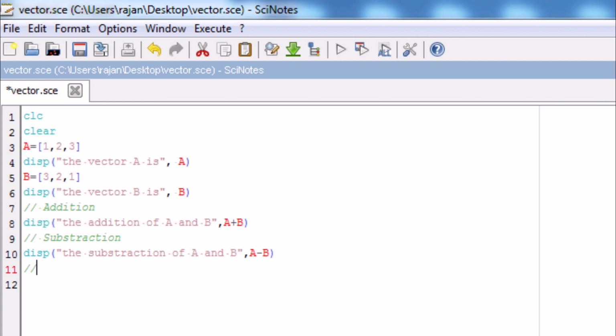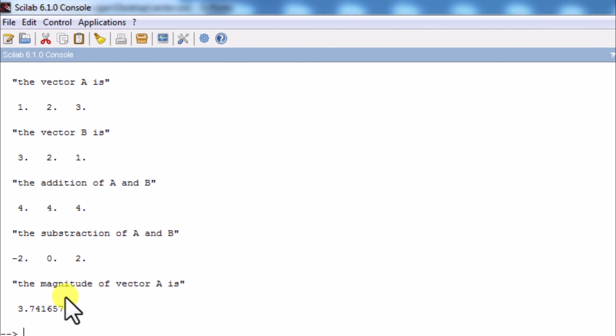So within a single line we can calculate the magnitude of the vector A. So how will we do that? Let us write a comment, magnitude, and now we will write this double quotes, the magnitude of vector A is, and this will be comma norm A. So norm is the command which calculates the magnitude of the vector. So single line command, and we are able to calculate the magnitude. Now let us display the output. What is the magnitude of vector A? And we are getting 3.741 as the magnitude of vector A.